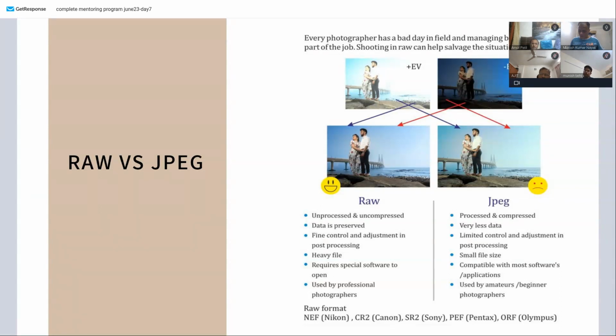RAW is used by professional and serious photographers because editing is an integral part for any serious photographer. Whereas JPEGs, they are used by beginners and amateurs because they don't want to invest in softwares, don't want to invest in backup drives, because heavy files होती है ना, आपका हार्ड डिस्क ऐसे ही भर जाएगा.